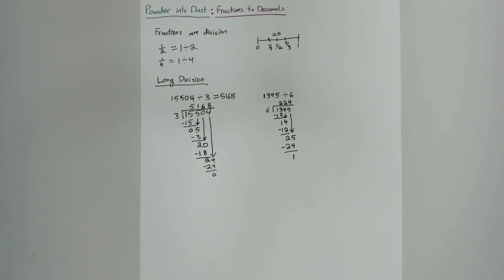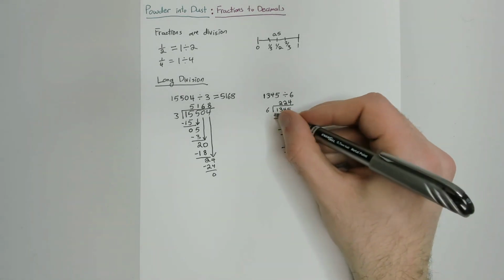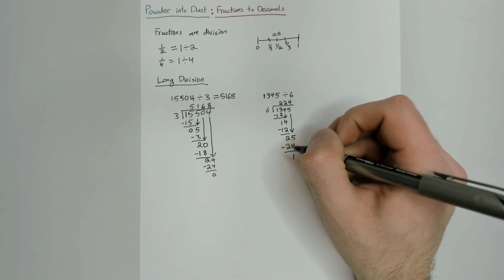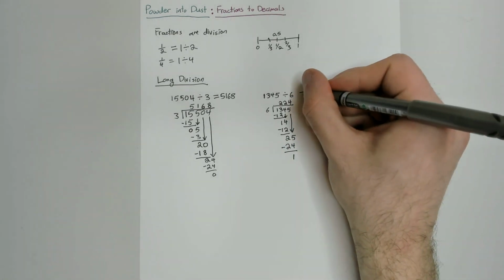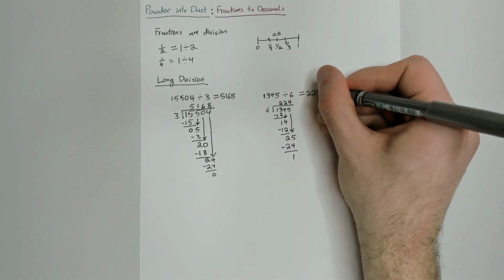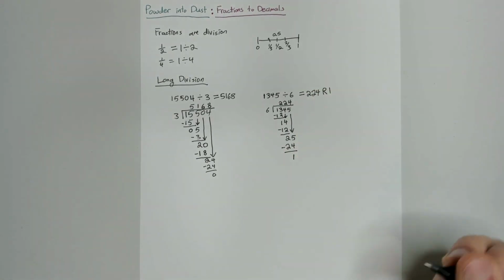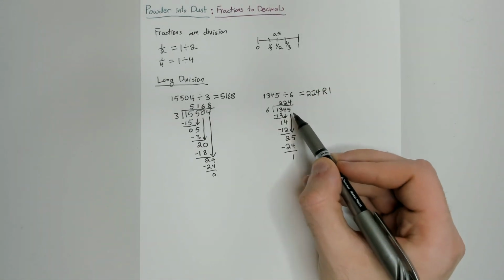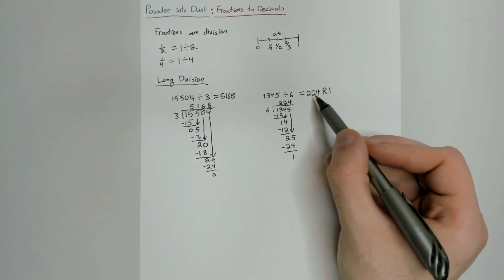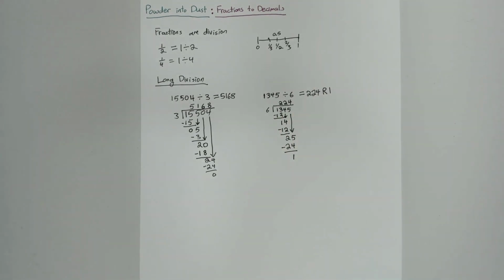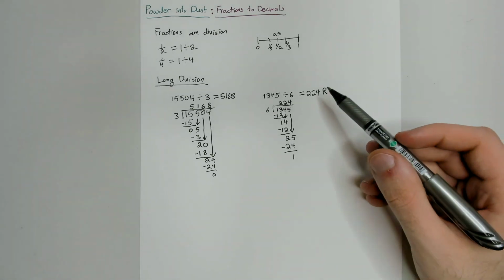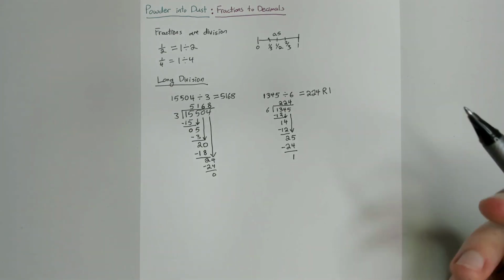Now, at this point, we've run out of digits to work with, right? So there's a couple things we could do. First of all, we could say that this is just 224, and then this leftover piece we write R1, or remainder 1. So basically, 6 goes into 1,345 224 times, but there's just one piece left over that 6 couldn't really go into. However, you would have later learned that this can continue going, but with decimals now.